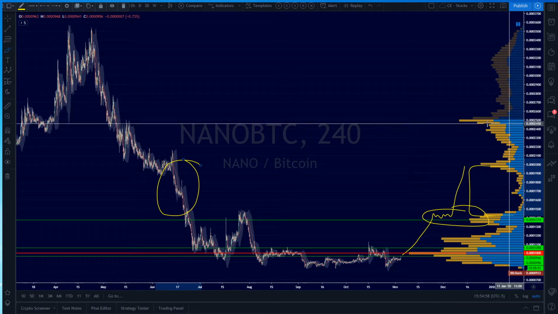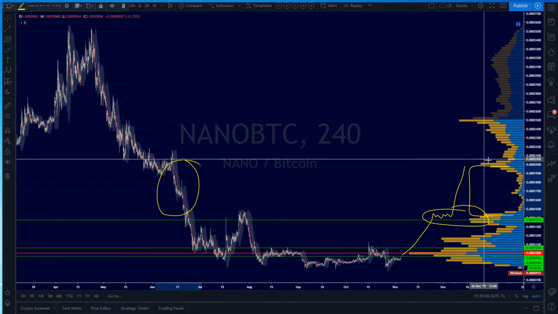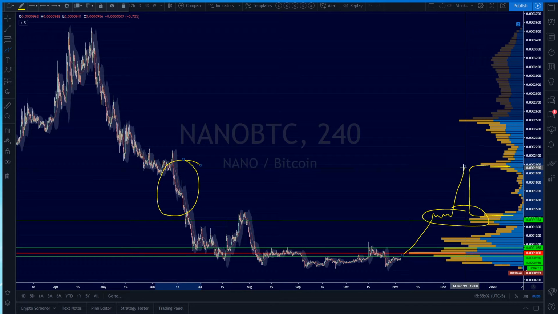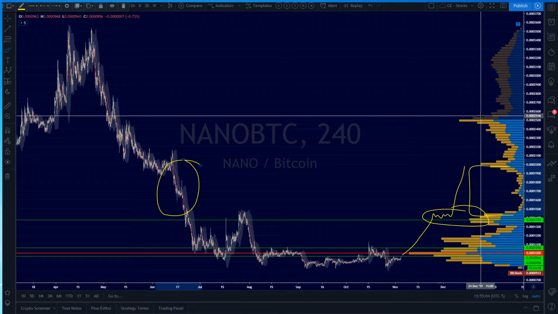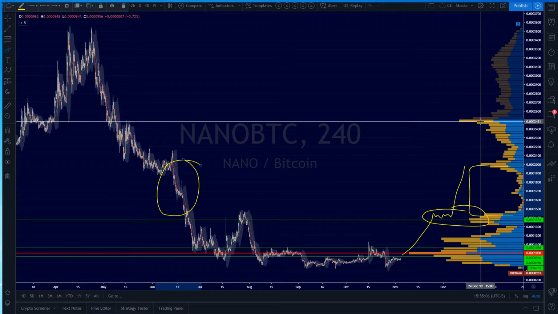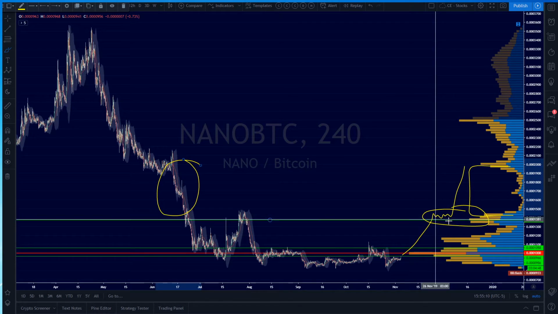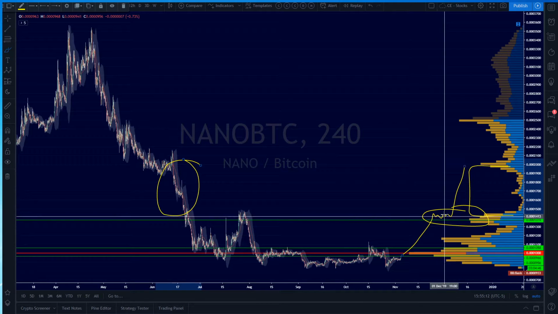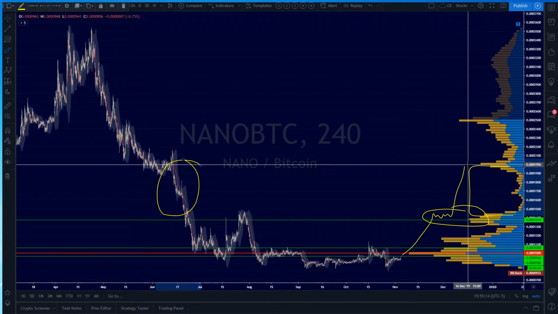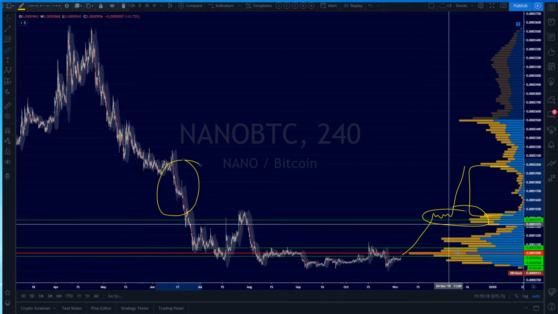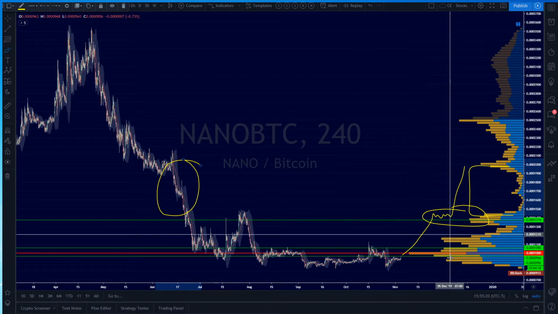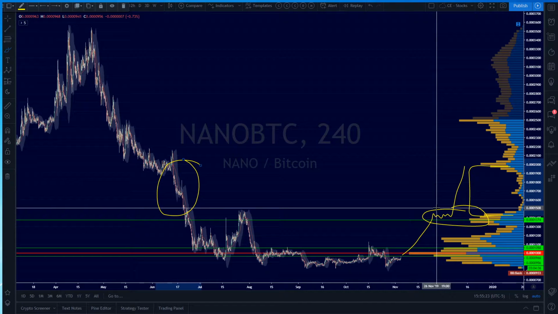There is a decent amount of volume in this level, so I think grinding through this level from 2000 to 2500 will take longer. But I think it's very easy for us to say that once we are able to get up to this 1400 to 1450 level, then it's going to be very easy for us to push up to 2000. That is assuming we don't get rejected, which is why I'm saying take profit at 1450 to 1500.